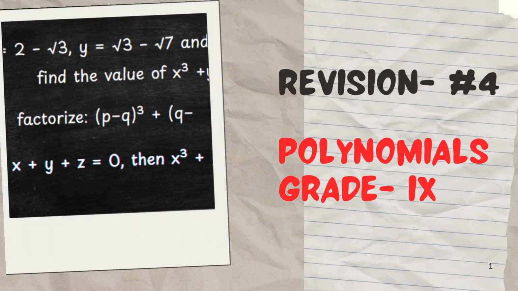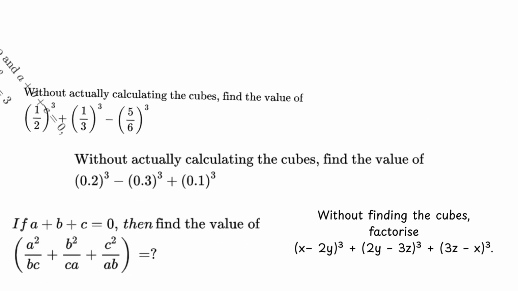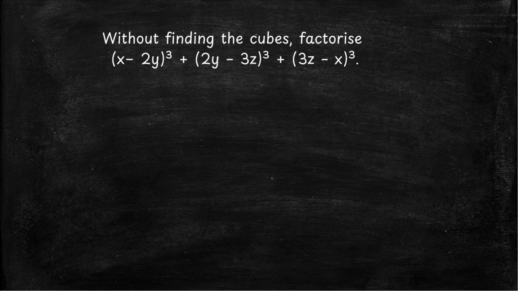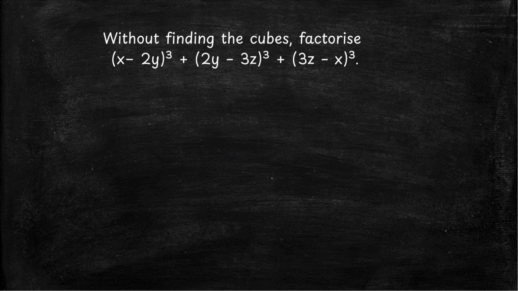In this video we are going to do these questions from the chapter Polynomials, class 9th. The question here is, without finding the cubes, factorize (x minus 2y) whole cube plus (2y minus 3z) whole cube plus (3z minus x) whole cube. To factorize this, we are going to use this relation that if a plus b plus c equals 0, then a cube plus b cube plus c cube equals 3abc.